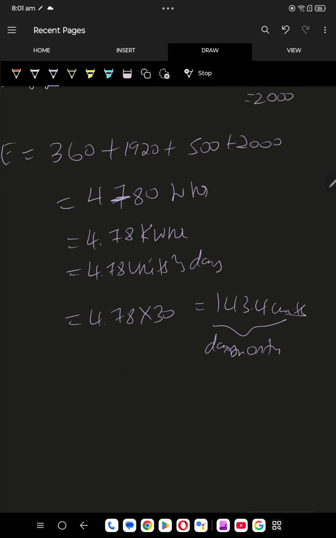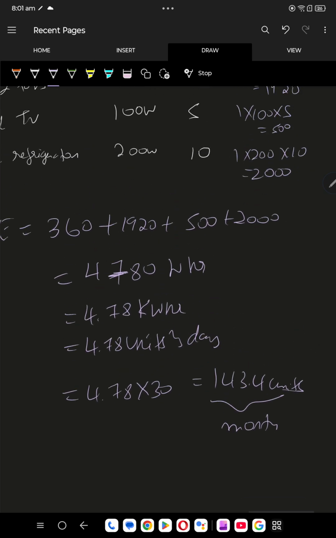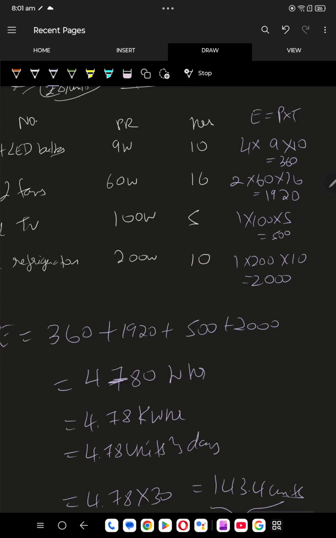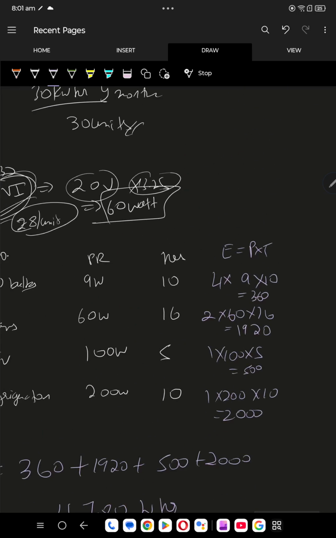Now this is for 30 days. So into 30 if I do, I will get 143.4 units, and into 8 if I do, I will get the total cost, because 8 rupees per unit it is. That is going to be 1147.2 rupees. This is what I have got. If there's any mistake in what I have done, just kindly let me know, but this is the procedure.